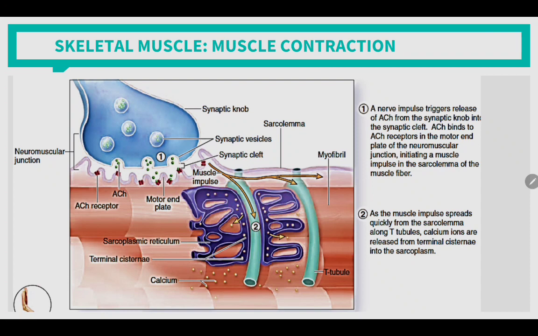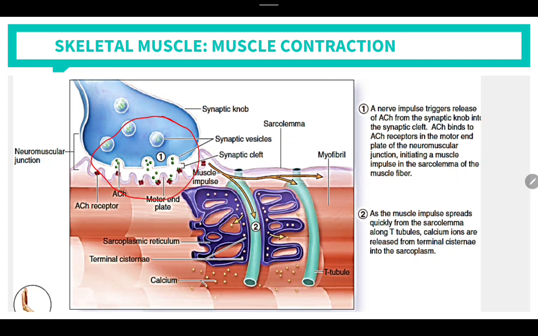ACh will bind to ACh receptors in the motor end plate of the neuromuscular junction, which now initiates a muscle impulse in the sarcolemma of the muscle fiber. Kumbaga, ito yan siya, no? Ito yung nangyari dyan. Okay?